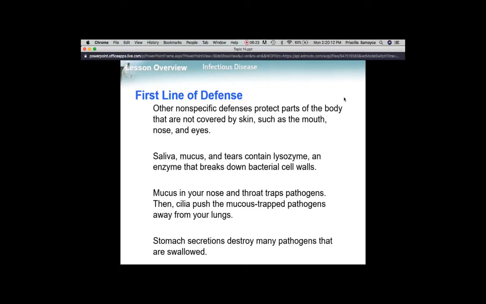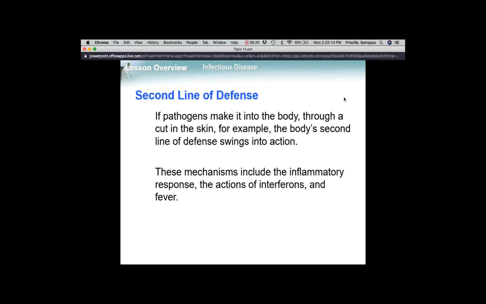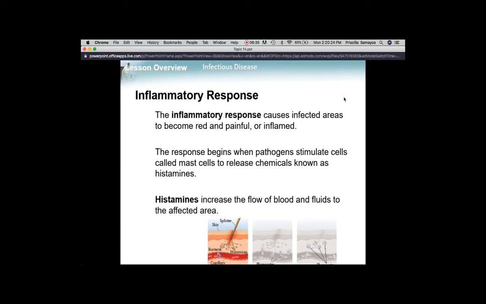We kind of already talked about that. Your second line of defense gets a little more specific. Now, it does include inflammatory responses and actions of interferons and fevers. That's once it gets inside. So your skin and tears and mucus and everything are to prevent things from coming inside. Once it's inside, you have things like the inflammatory responses. Like I said, the infected area basically becomes red, puffy, and painful.